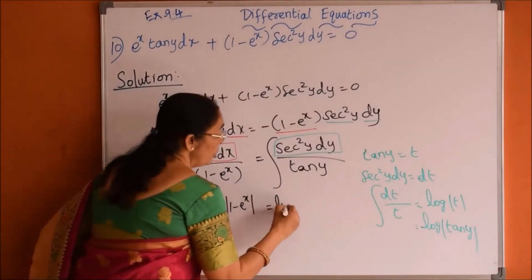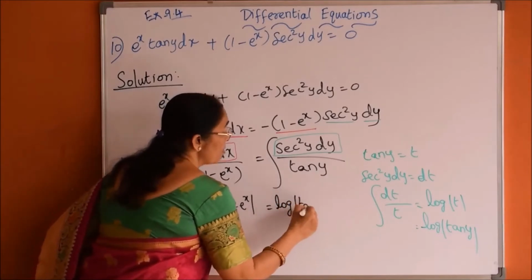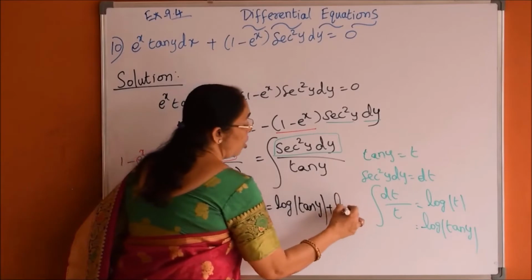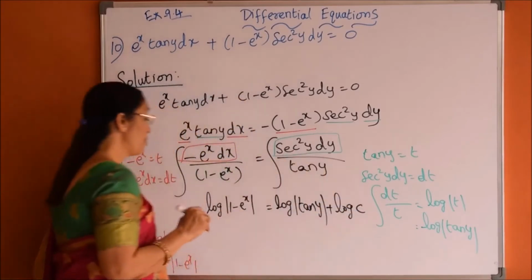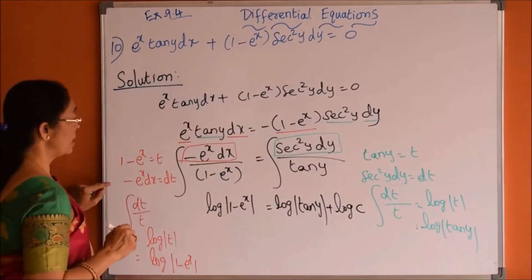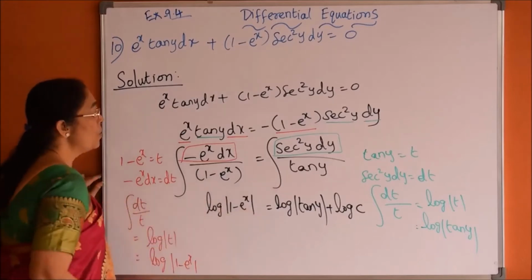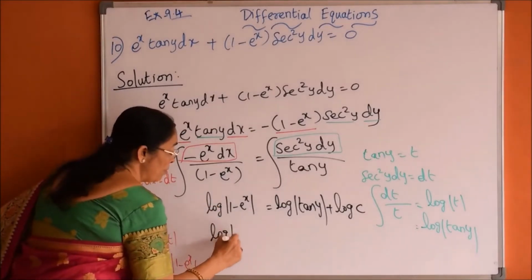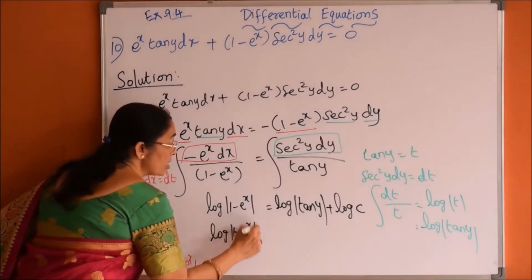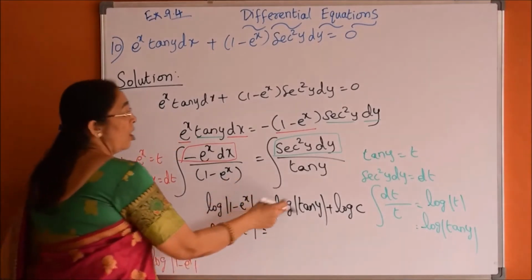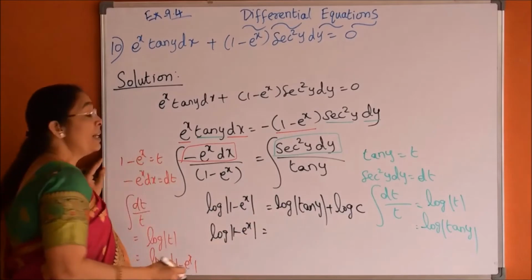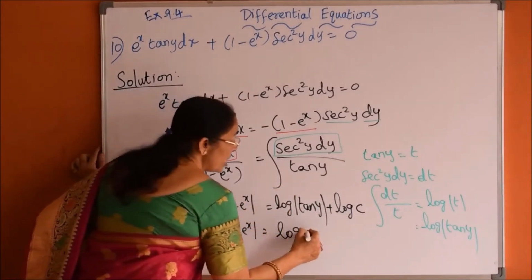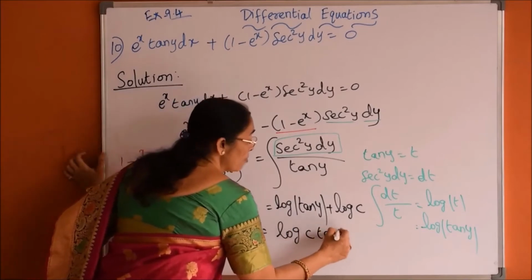Since both the terms are in log function, we can consider the constant term as log c. Fine? Yeah, here minus e power x itself we got. So now the left hand side is log mod 1 minus e power x, which equals log a plus log b, nothing but log ab. So log of c into tan y.